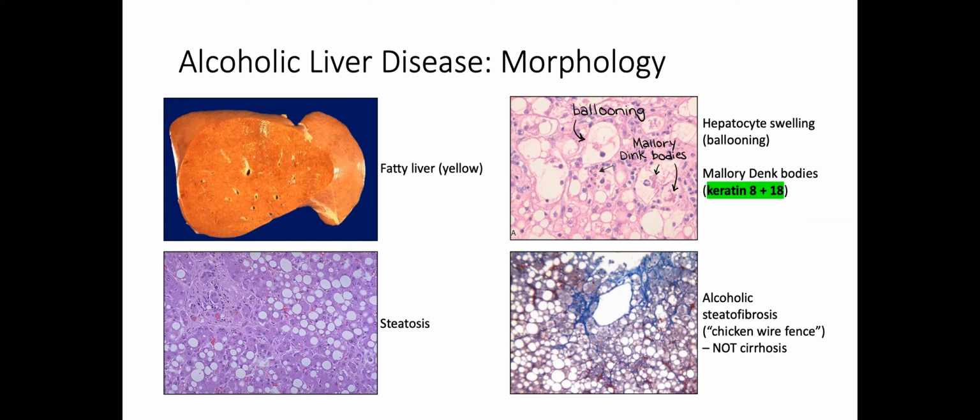Alcoholic steatofibrosis is going to look like that chicken wire fence, and know that it's not cirrhosis. So if we see steatosis or steatofibrosis, it's not cirrhosis. Looking at this, we've got lots of fat, and we're getting more fibrotic, but we're not to cirrhosis yet. And if we have the Mallory-Denk bodies, keratin 8 and 18, we're not at cirrhosis yet either.